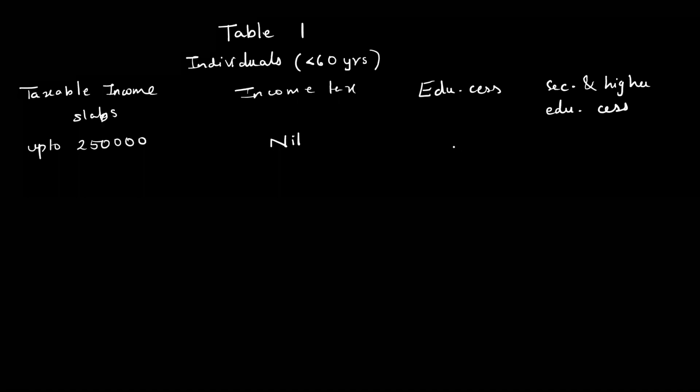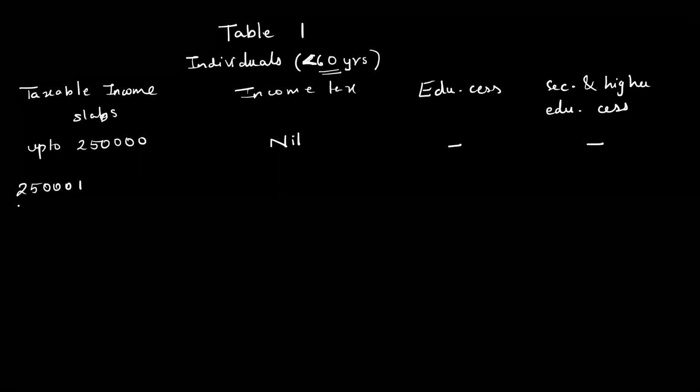So if you notice, education cess is also nil. Secondary and higher education cess is also nil. I'll explain to you what it is. So that means if anyone's age is less than 60 years and they are earning less than 2,50,000, they don't have to pay any tax. Now what happens if you earn even 1 rupee more than this? Then you come in the part where you have to pay tax.